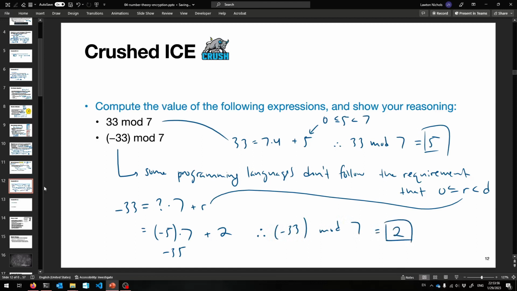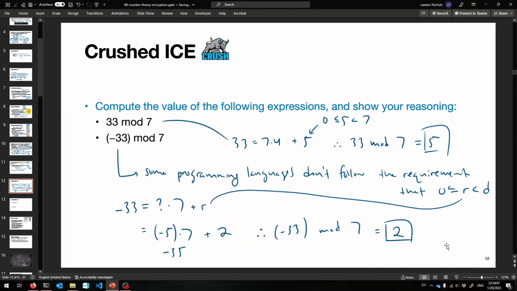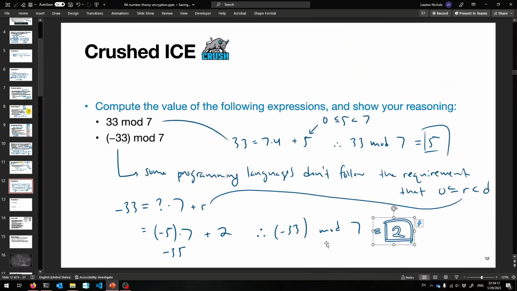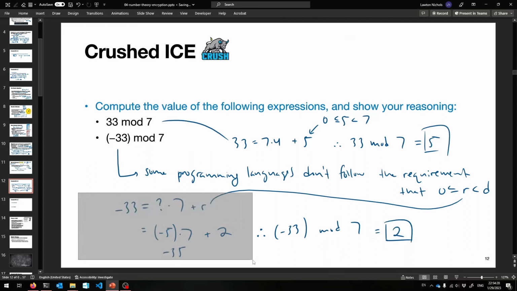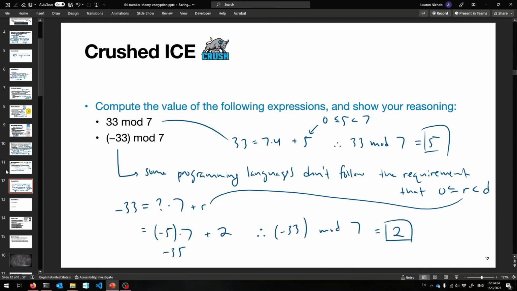It's the number 2. I think C++ gives you a negative answer back. I believe if you do this in C++, it will give you 2 minus 7. It will give you back negative 5. And that is not the right answer. It's congruent to the right answer, follow the clock, but it is not the division algorithm definition of the remainder. So for this class, this is what you must give back. Negative 33 mod 7 is 2 and only 2. That's the right answer. I hope that makes sense.